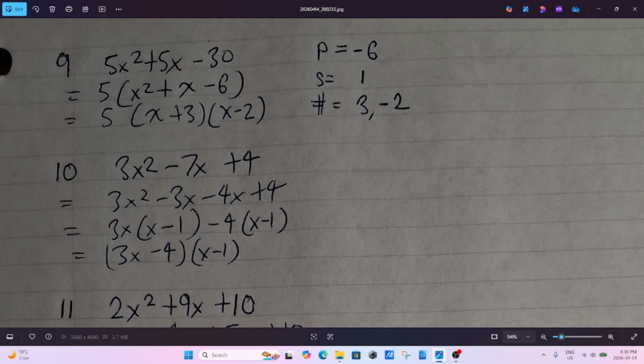Question 10. 3x squared minus 7x plus 4. We can split the -7x into -3x and then a -4x. And then we factor out 3x from the first two terms and a 4 from the last two terms. And then we get 3x minus 4 times x minus 1.